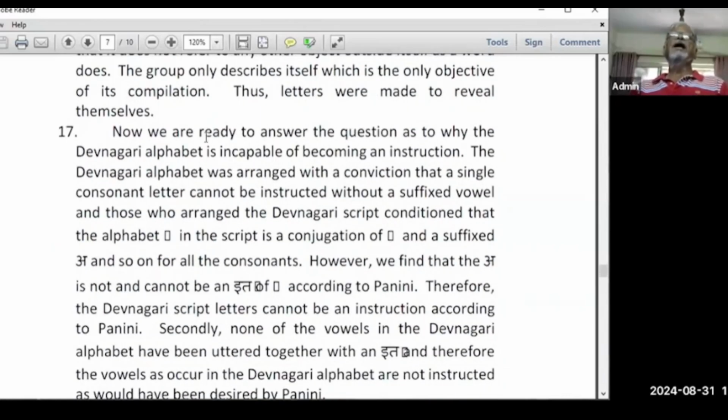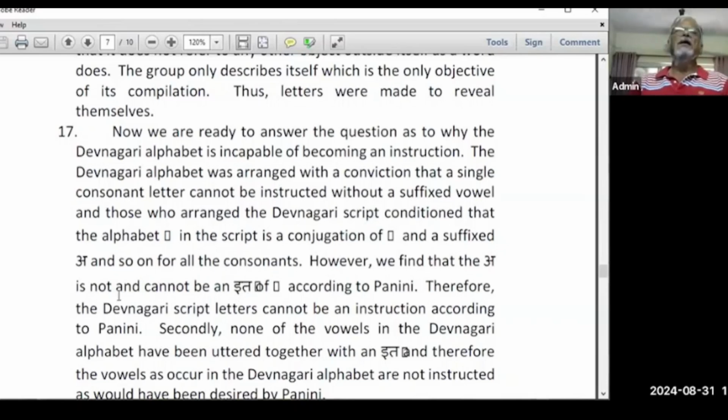Now, we are ready to answer the question as to why the Devanagari alphabet is incapable of becoming an instruction. The Devanagari alphabet was arranged with a conviction that a single consonant letter cannot be instructed without a suffixed vowel. Those who arranged the Devanagari script conditioned that alphabet K in the script is a conjugation of K and a suffixed A, and so on for all the consonants. That is, each consonant is suffixed with an akar.